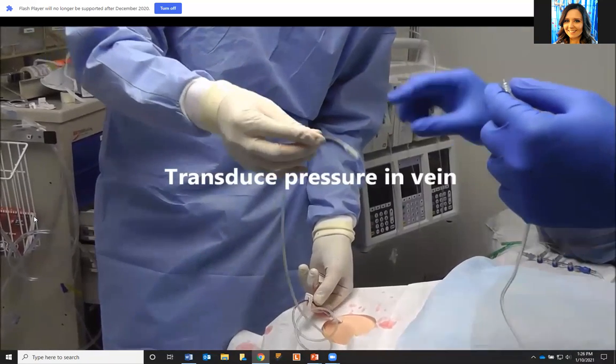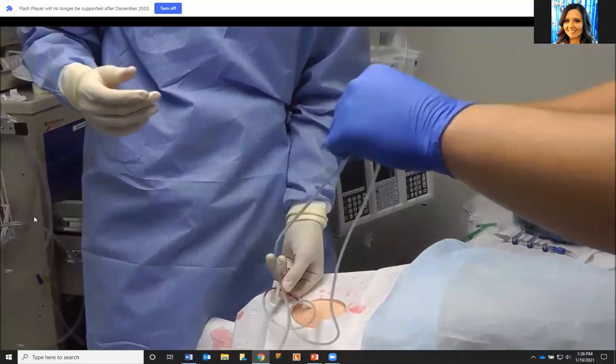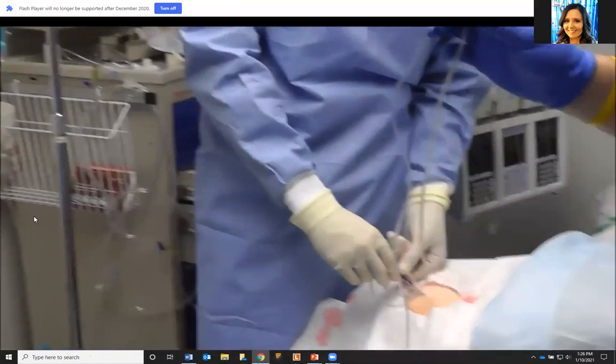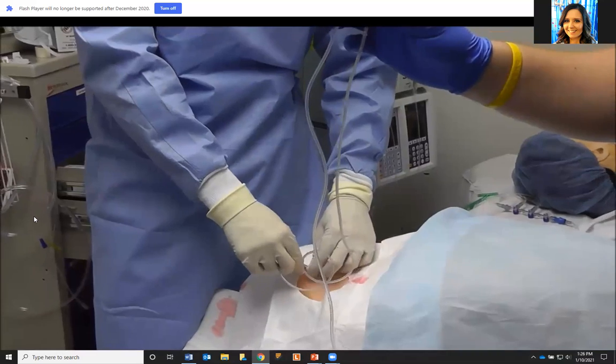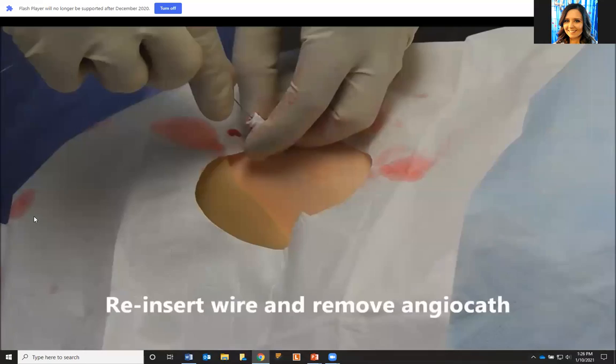So I'm going to hand that to you. Go ahead and hook it up to our transducer, and we'll look at the pressure. Pressure's good, so this thing is venous. I can now take this off. So I take that off. Go ahead and get rid of that for me.